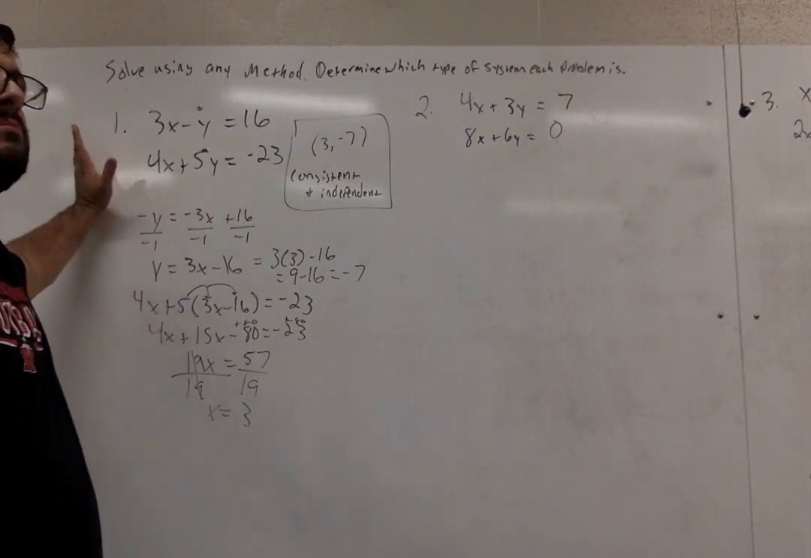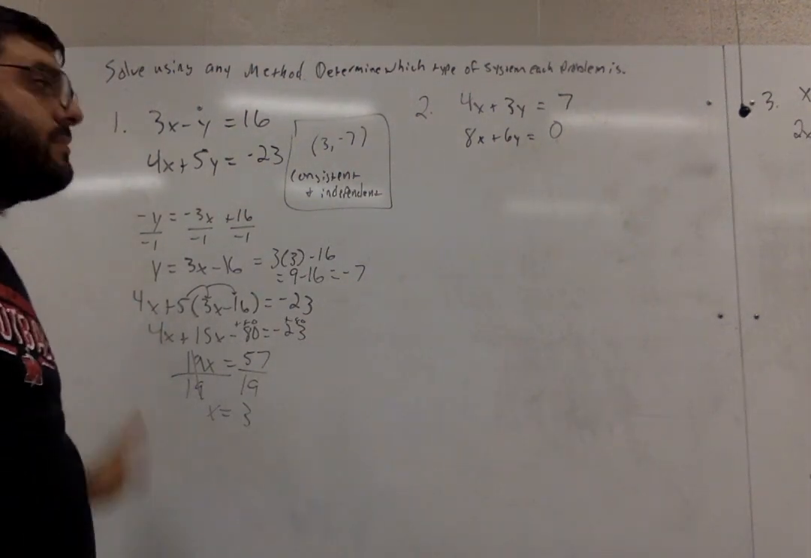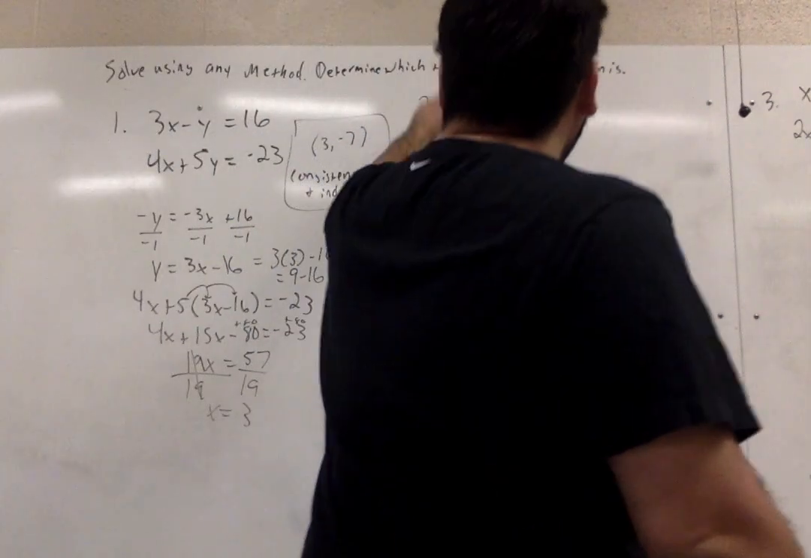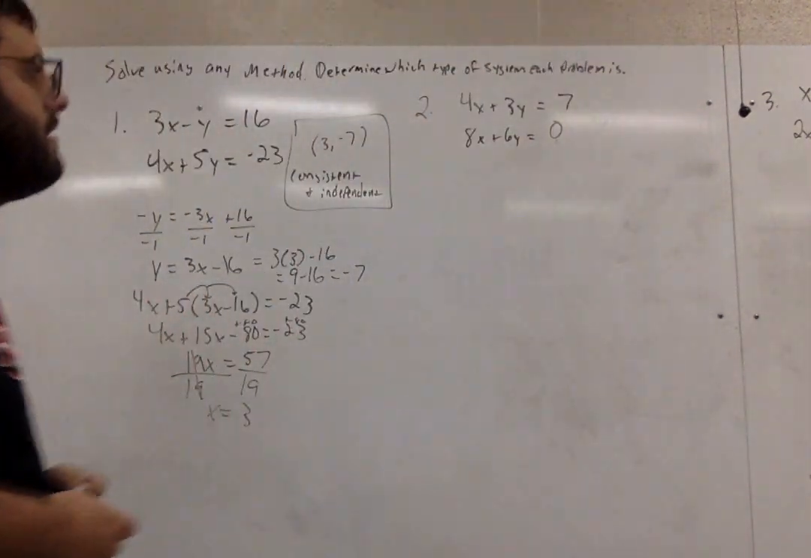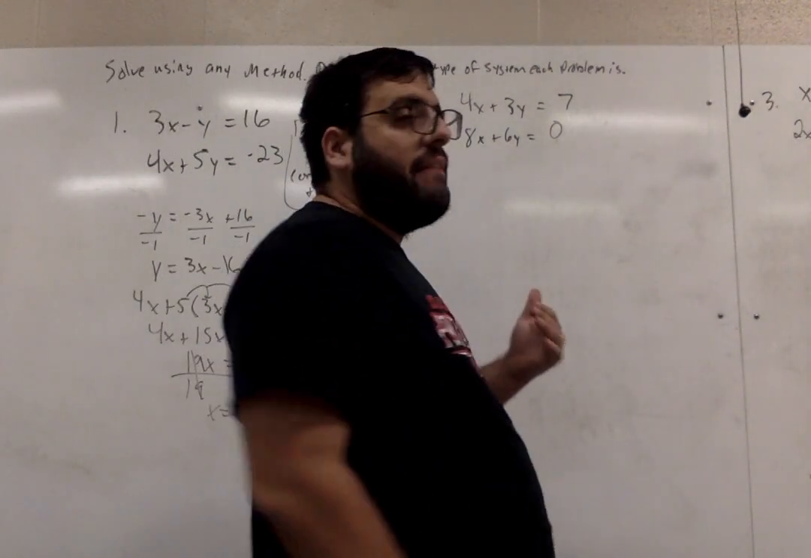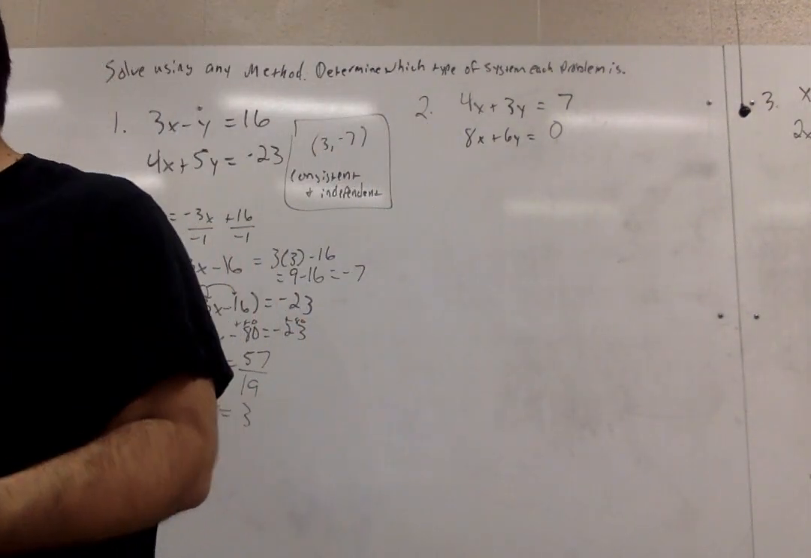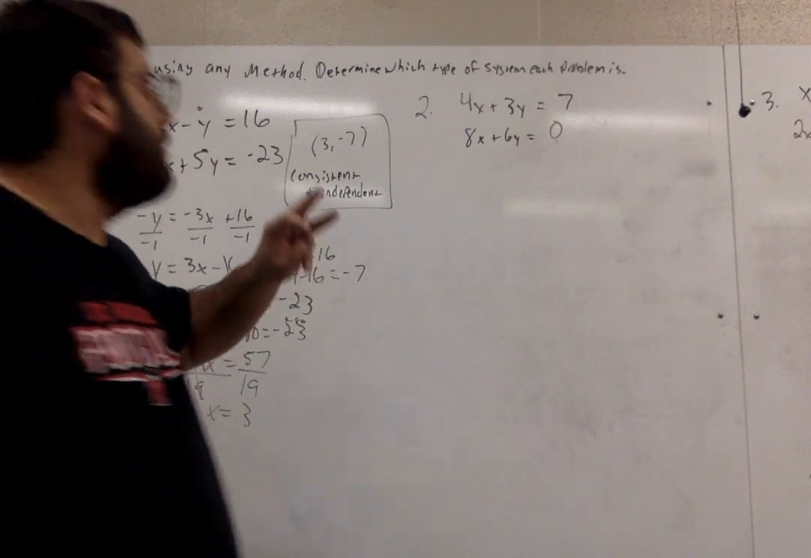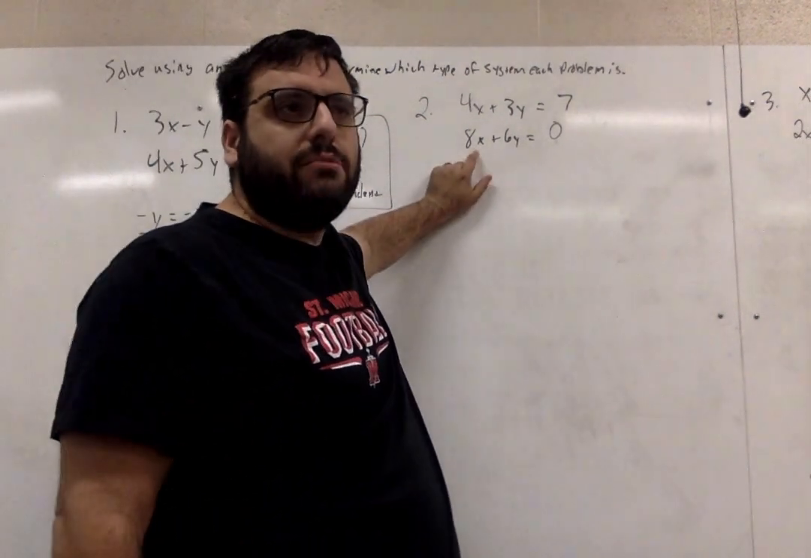All right, we good here? Okay, let's move on to the next one. 4x plus 3y equals 7. 8x plus 6y equals 0. All right, so I don't have any variables that have a coefficient of 1, so I'm just going to use elimination for this, okay? I'm going to try to eliminate this x right here.